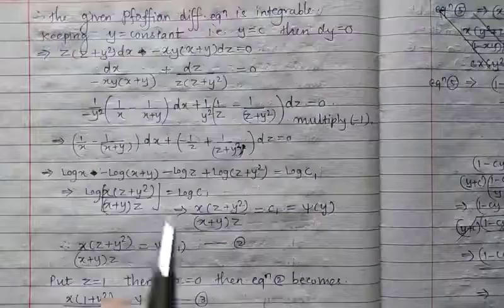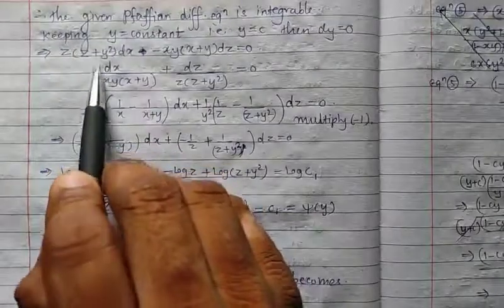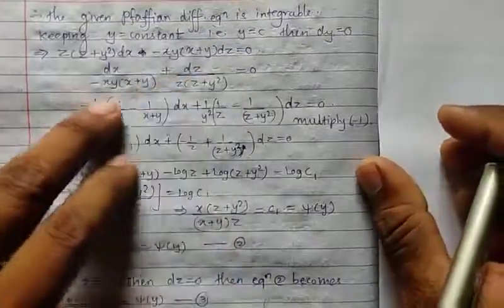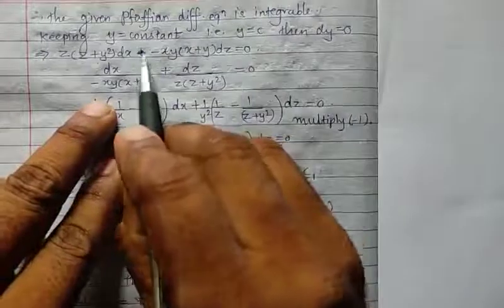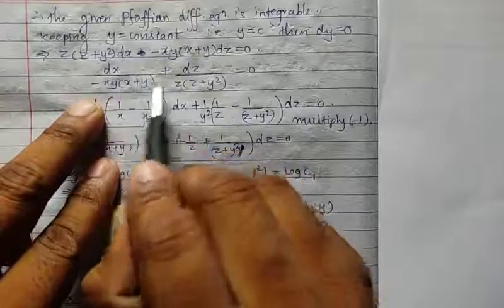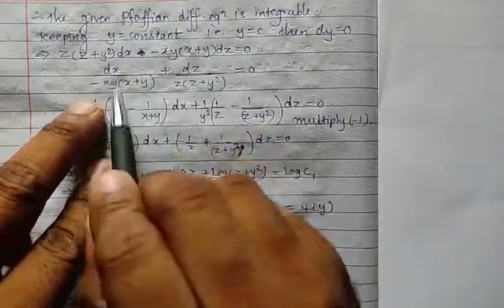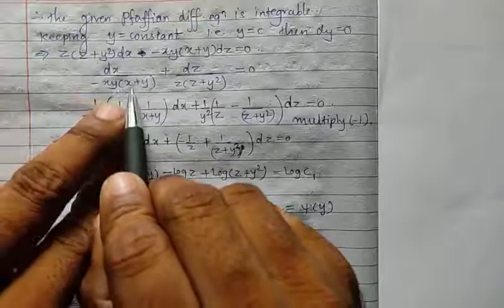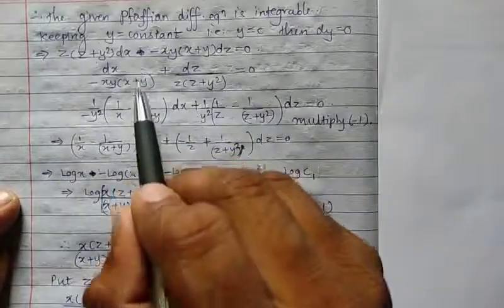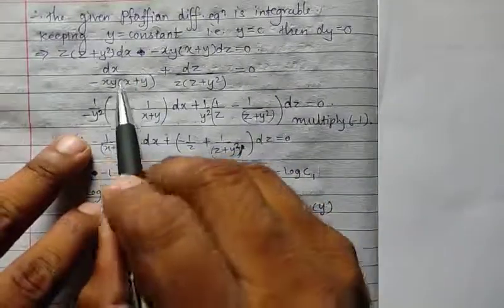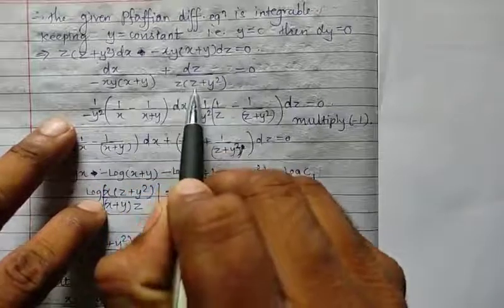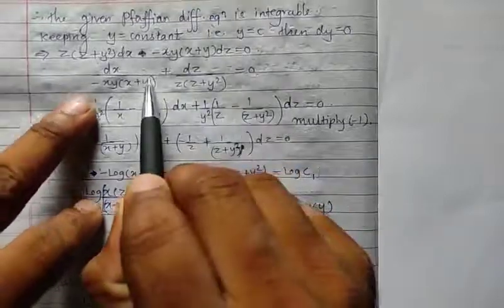So what happened here? z(z + y²) dx − xy(x + y) dz is equal to 0. So here y is a constant term. Now after separating the variables, dx upon this term and dz upon this term, we get dx upon −xy(x + y) plus dz upon z(z + y²) is equal to 0. Now apply partial fractions.